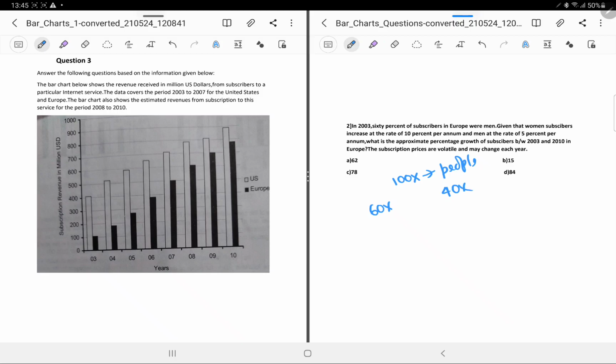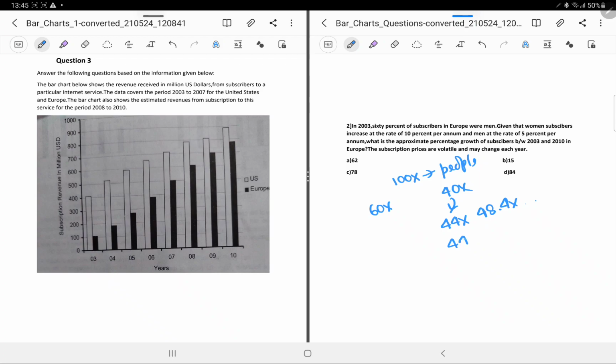Given that the women subscribers increased at the rate of 10% per annum and men at the rate of 5% per annum, what is the approximate percentage growth of the subscribers between 2003 and 2010 in Europe? The subscription prices are volatile and may change. So what we need to see is, every year this grows by 10%. So next year it would be 44x, then it would be 48.4x, and so on. So this is roundabout like compound interest now.